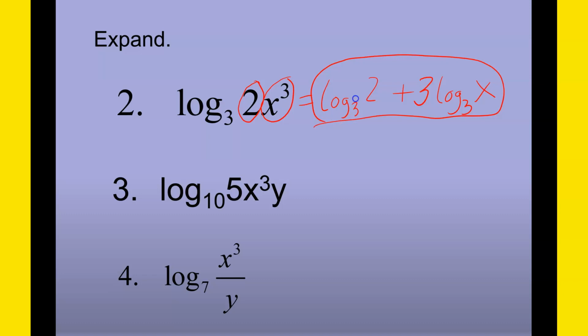Same thing with this log base 10. The 5, the x cubed, and the y can all three get their own log base 10. And I really don't like even the fact that they wrote the 10 in this example. You shouldn't even write the 10, because if it's a log base 10, you should just write log and not even write the base. So that's what I'm going to do in my answer. So it's going to be a log 5, and it's understood to be base 10, plus log x cubed plus log y.